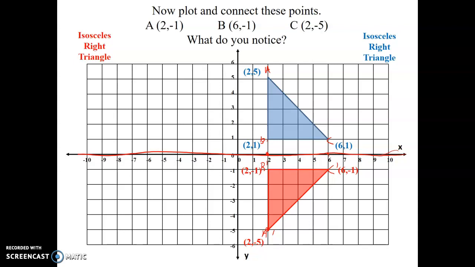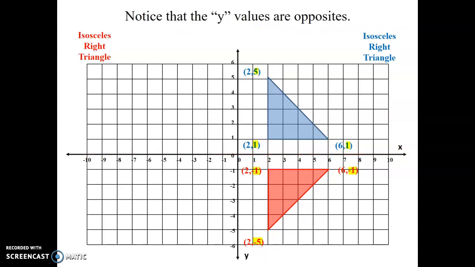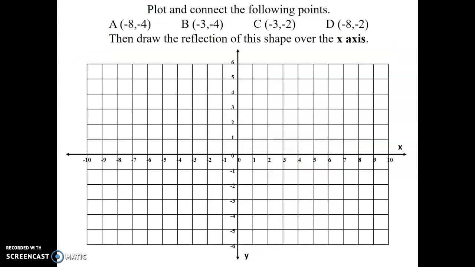Let's look at their ordered pairs now. What do you notice about their ordered pairs? You might have noticed that the y values this time are opposites, whereas the x values didn't change. When I reflected this shape, I didn't shift the new shape left or right. So they stayed in line with their original shapes on the x-axis, but what changed was their y values. And when I reflect over the x-axis, my x coordinates are going to stay the same. My y coordinates are going to be flipped. So these triangles are actually a reflection of each other over the x-axis.